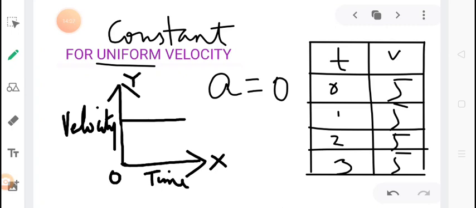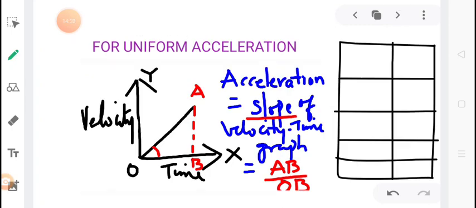Now next, for uniform acceleration, if velocity of the object is changing by equal amount in equal interval of time, there is a uniformity in the way velocity is changing. Now at time equal to 0, velocity is 0. You can see the graph begins from the origin. Say velocity is changing something like this. In the first second velocity is 5, in the second second it is 10, in the third second it is 15. So what is the change in velocity with time? It is increasing by 5 meter per second.